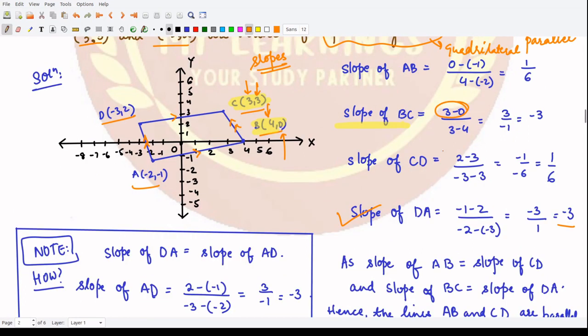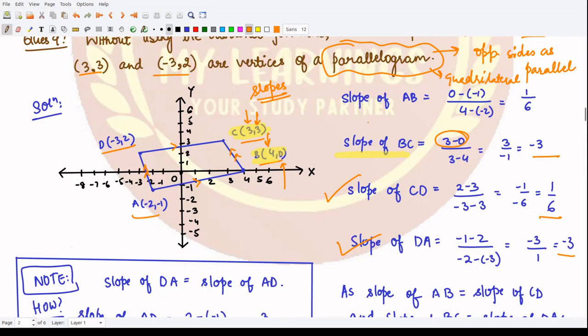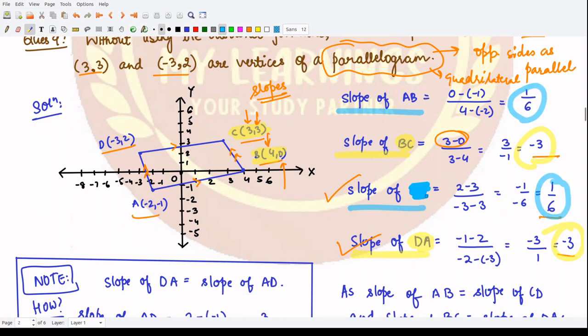Okay, now coming back to the values. The slope of DA is clear to you as minus 3. The slope of BC is also minus 3. The slope of CD in a similar manner you can calculate, it is 1 by 6. So we can clearly see that the slopes of BC and DA match as minus 3 and minus 3. Hence both BC and AD are parallel to each other. In a similar manner, the slope of AB and the slope of CD are equal to each other as 1 by 6. Therefore, CD and AB are parallel to each other.